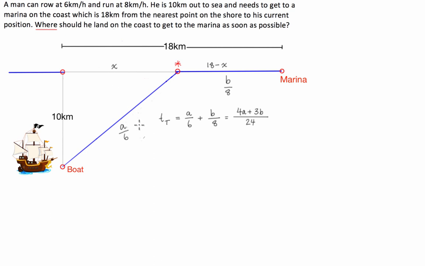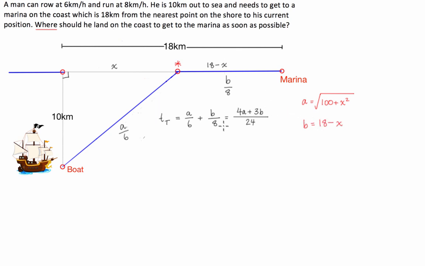Our A value, however, is going to be a little bit trickier to compute, but not that much. We know that this is the shortest possible distance from the shore, so this here has to be a right angle. And as a result, we can use Pythagoras to find A. So let's go about doing that over here. A is going to have to be equal to the square root of 10 squared, which is 100, plus x squared. And we know that B now is equal to 18 take x.